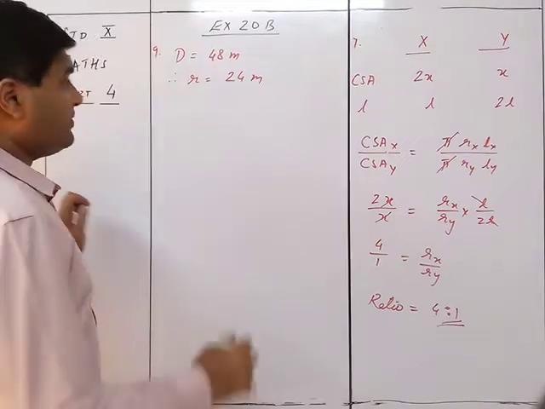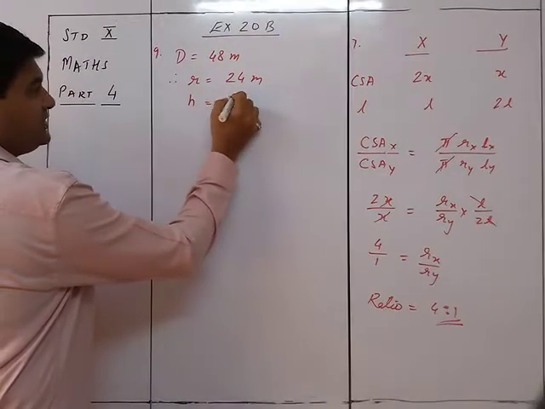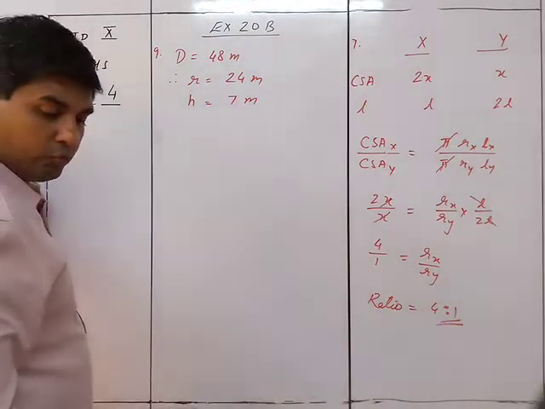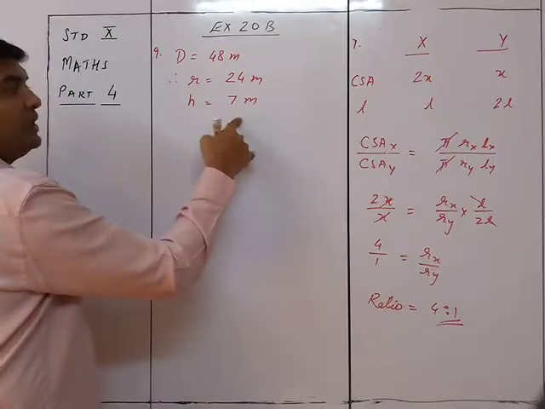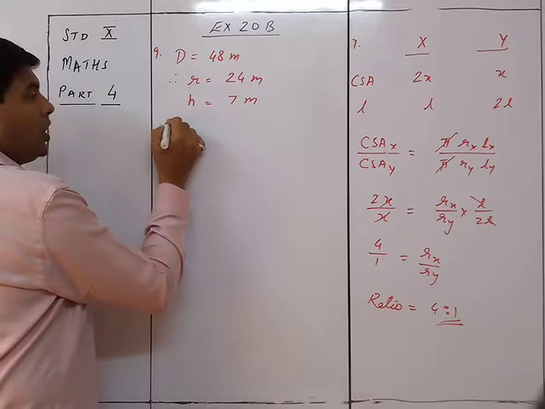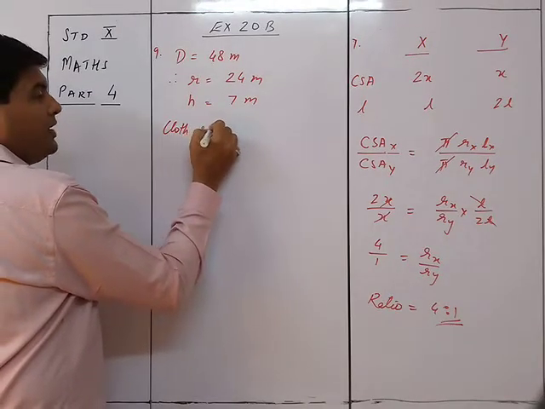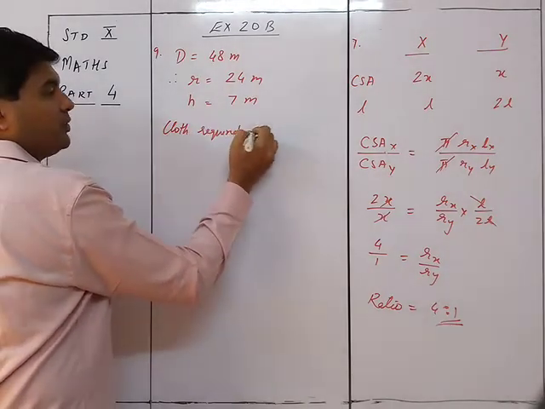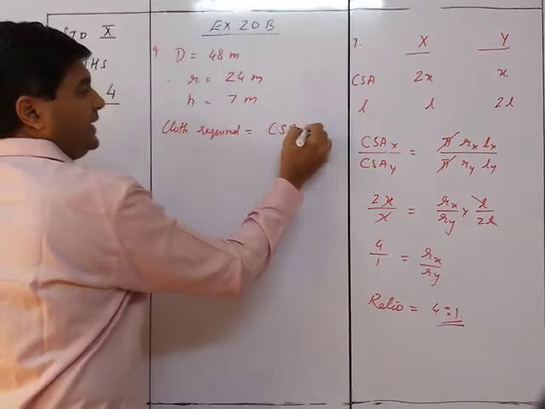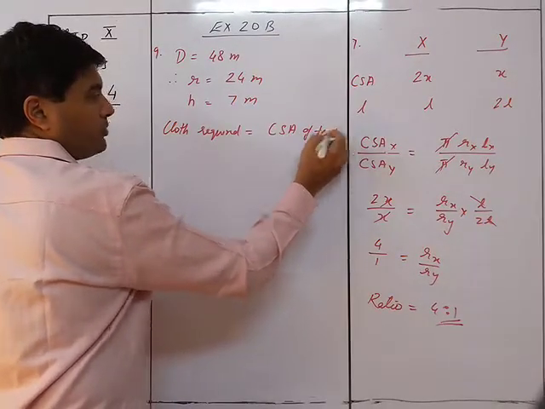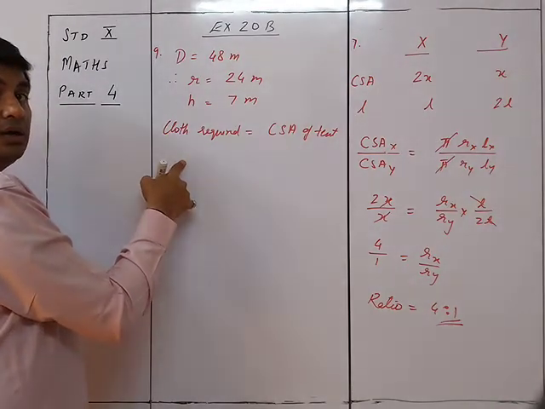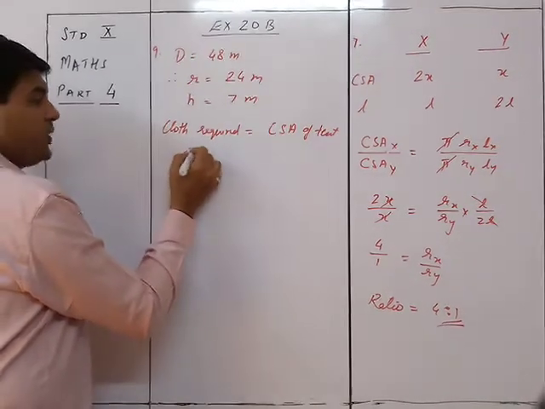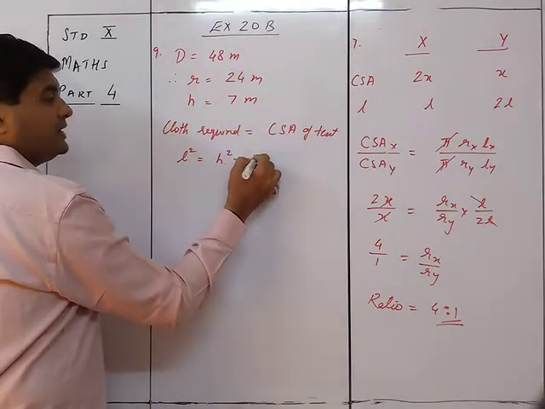And height is 7 meters. It is given the height is equal to 7 meters. Now, because we know that the cloth required is equal to the CSA of the tent. Therefore, for CSA, what will we require? We will require the slant height. So we will have L square is equal to H square plus R square.